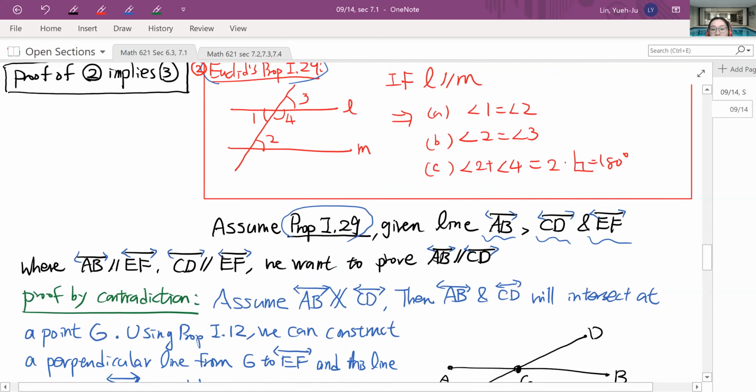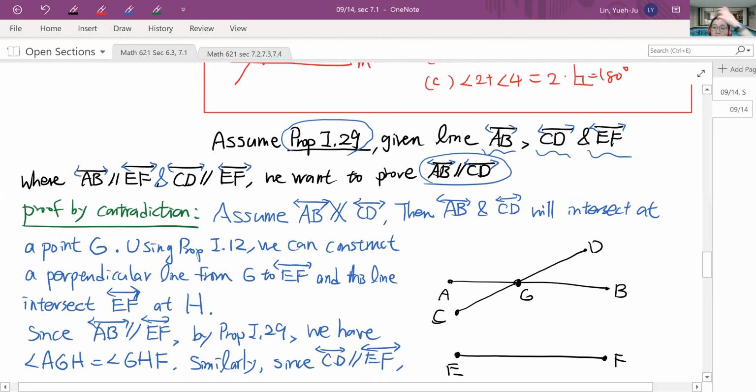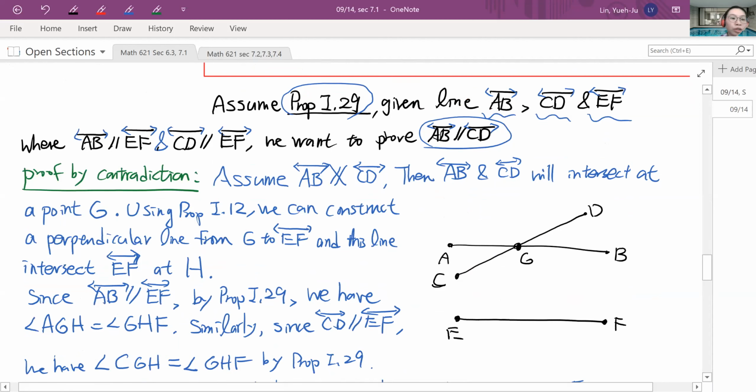And you want to say that if AB is parallel to EF, and at the same time CD is also parallel to EF, we want to prove that eventually AB is going to be parallel to CD, right? Because they are parallel to the same line. That's exactly the statement of 1.30, okay? So again, you're going to see this is proof by contradiction, okay? To save some time, I already wrote down the statement here. So it's going to be a little bit fast because I'm just saying all these things.